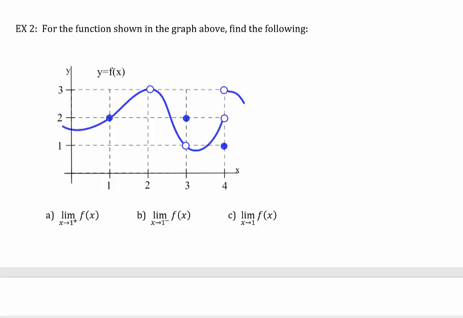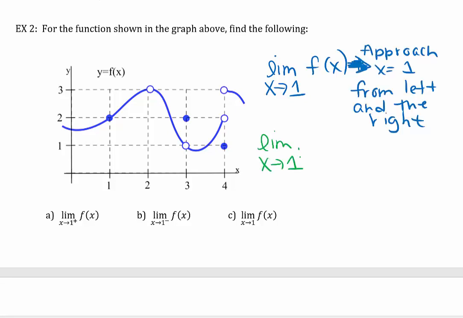For my next example, we're going to try to answer some questions about limits graphically using a graph. And so first of all, I need to give you a little bit more notation. When you see limit as, say, x goes to 1 of a function, that means we are approaching 1 from both the left and the right. We want to approach x equals 1 from both sides.